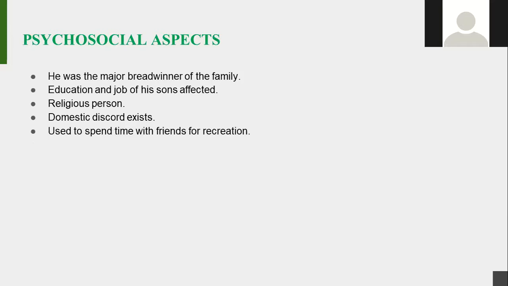Regarding the psychosocial aspects, he was the major breadwinner of the family. His son did not have a permanent job yet. And so the education and jobs of his sons were affected because they had to care for him. He was a religious person, but now he's unable to go to church. And there were some domestic issues with his wife. His wife left him in the midst of the rehab program. And before the illness, he used to spend time with his friends for recreation, but now his recreational aspects were also affected.